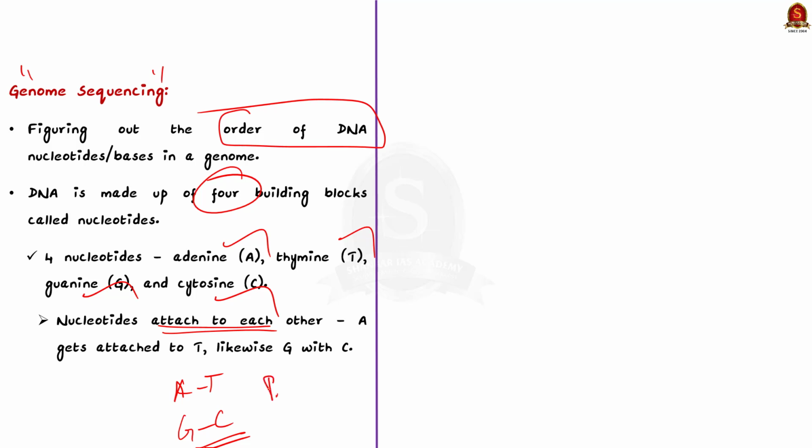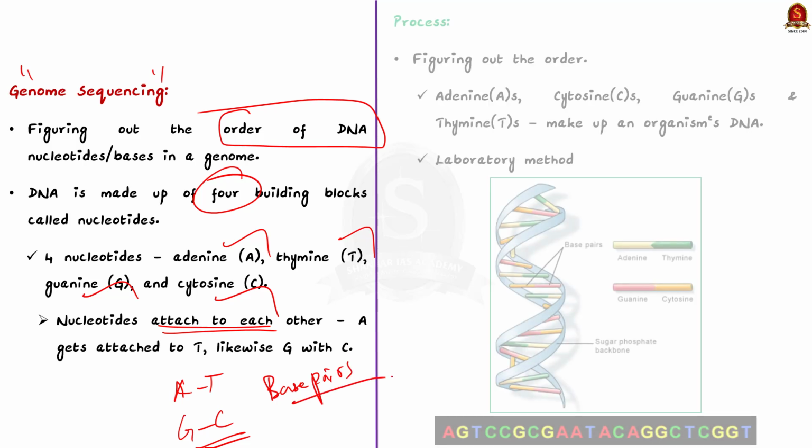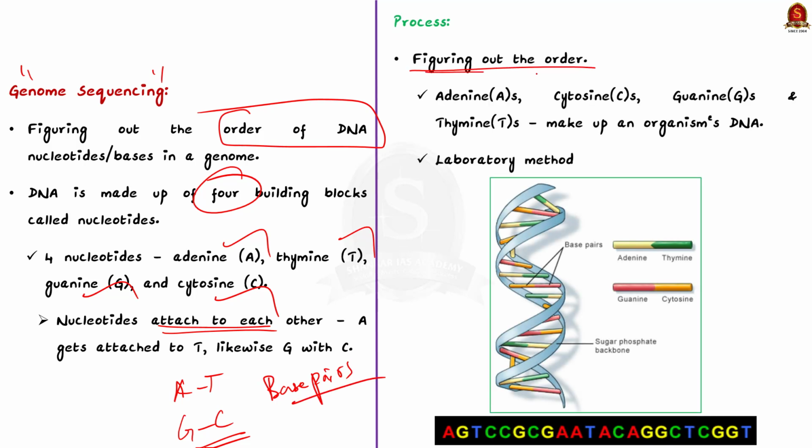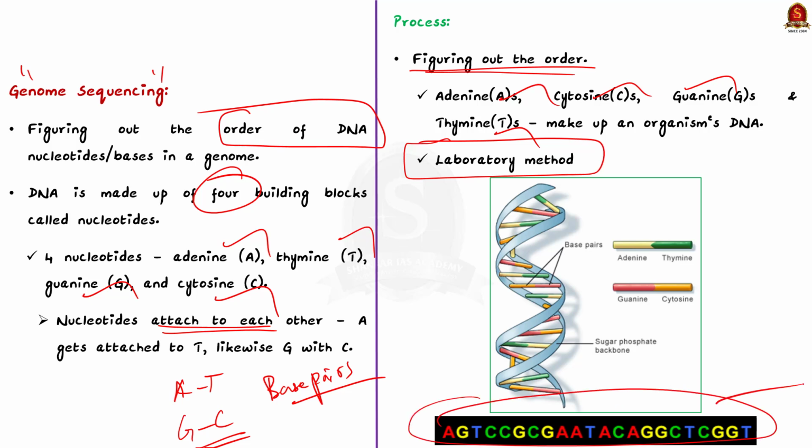These base pairs connect the 2 DNA strands. So the genome sequence is nothing but figuring out the order of adenine, cytosine, guanine and thymine that makes up the organism's DNA. It is a laboratory based method and simply a very long string of letters in a mysterious language. Now let us see about the project of genome sequencing.